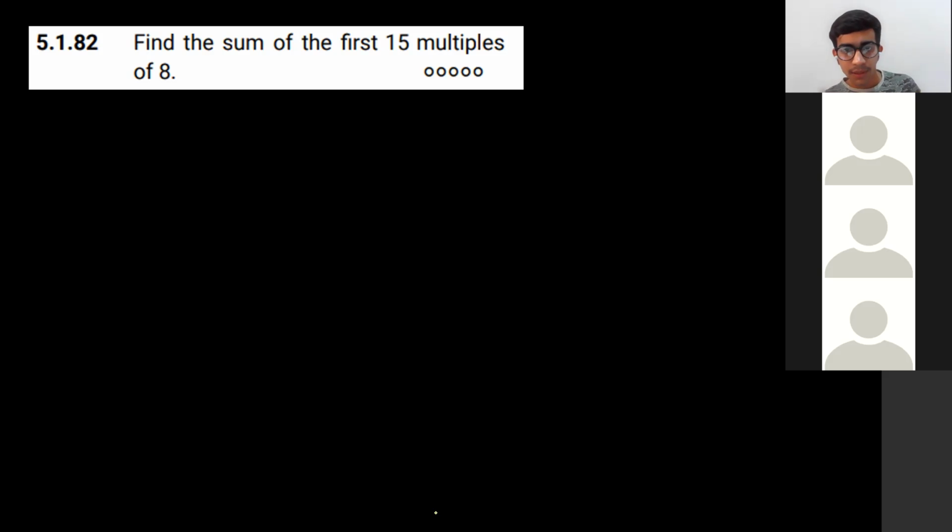Okay, so maximum people are answering 960. All right, can you tell me what is the first term? The 8. And what is the common difference? The 8. 8 again. You just have to apply n by 2 into 2a plus n minus 1 d.